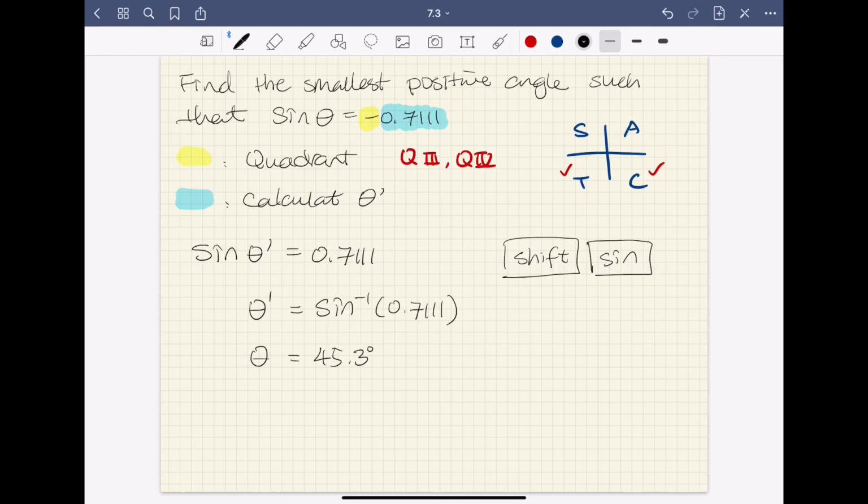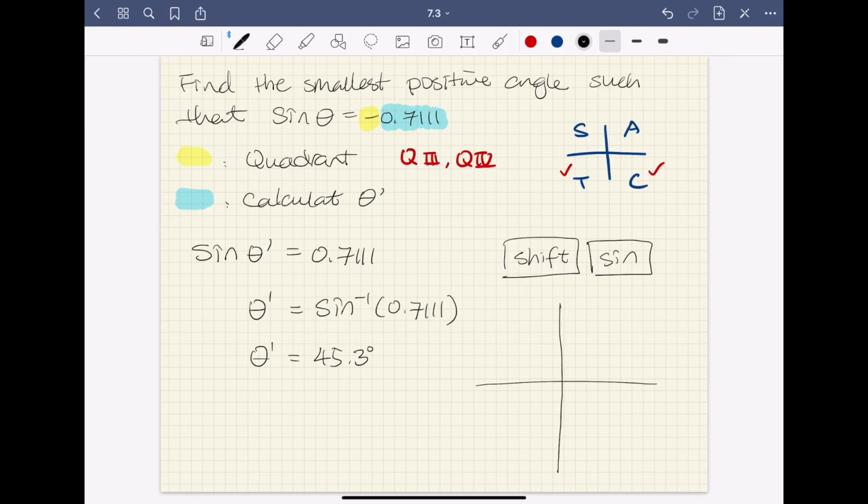Okay, why didn't we use the special triangles or the chart this time? Well, because 0.7111 is not one of the ratios that we see in the chart or in the special triangles, right? So this one doesn't really give you a special angle. So we don't use the special triangles or the chart. Okay, now let's find the angles in standard position.